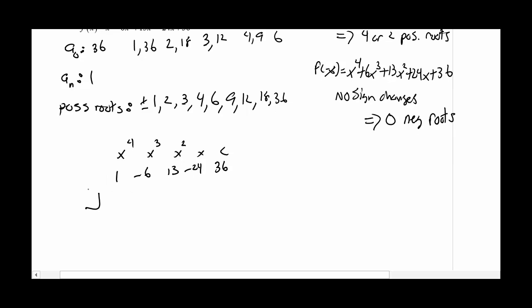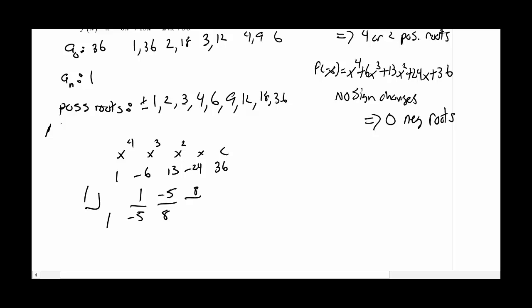So let me do that. We'll start with positive 1. So drop the 1, multiply, gives me negative 5. Multiply gives me an 8. Multiply, okay, I can already see this isn't going to work because I'm going to get something that's not going to cancel out the 36. So I know 1 is not a good number.